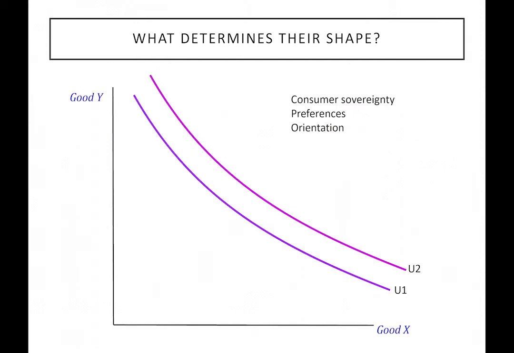Now, what determines the shape of an indifference curve? This is the preferences of the individual. Sometimes this is referred to as consumer sovereignty. Consumer sovereignty actually means a little bit something more, but we can sort of understand that each individual has their own preferences or tastes or things that they like between 2 different goods. The modern term for this might be something like orientation. People are born with this.